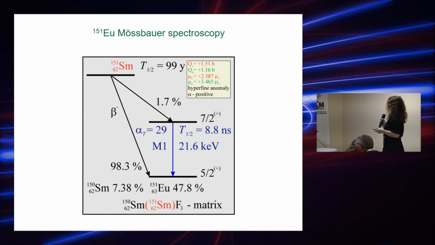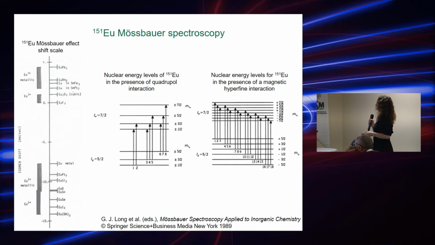Okay, before I show you europium-151 Mossbauer spectroscopy results, I can tell you some basic information about this spectroscopy. We use as a source SmAlO3 151, and we use this line with energy 21.6 keV.